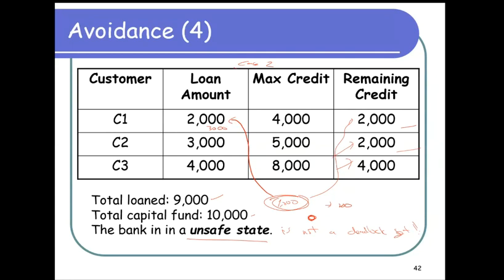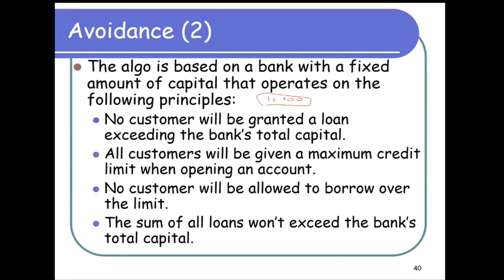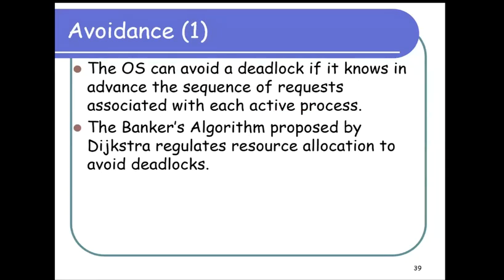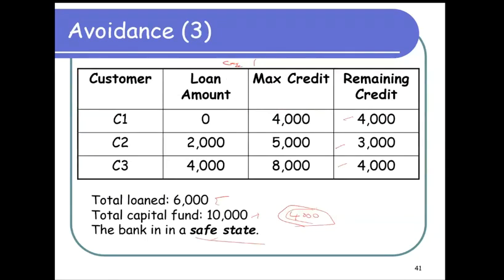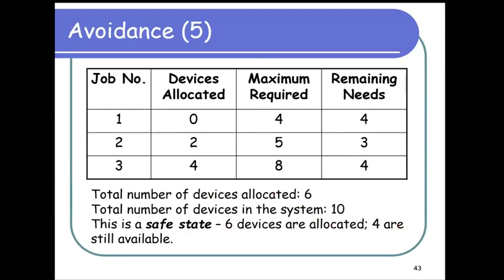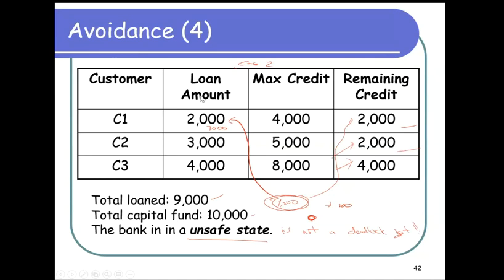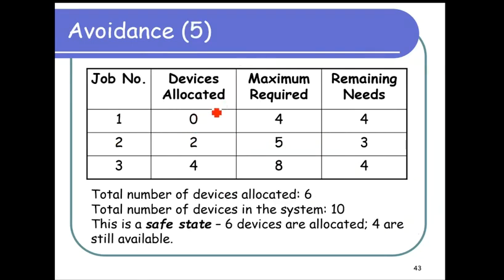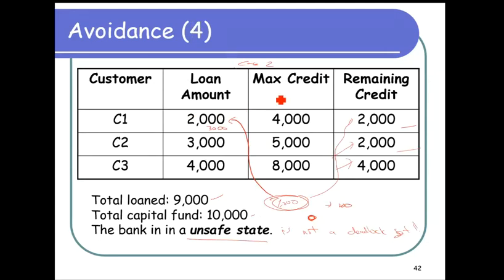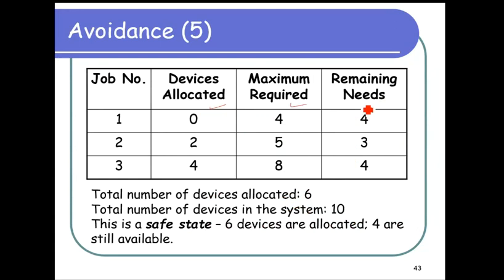So these are the banker's algorithm. Sorry, the banker's algorithm. You can replace the loan amount with the devices allocated. Maximum credit becomes maximum required, and remaining credit becomes remaining needs.